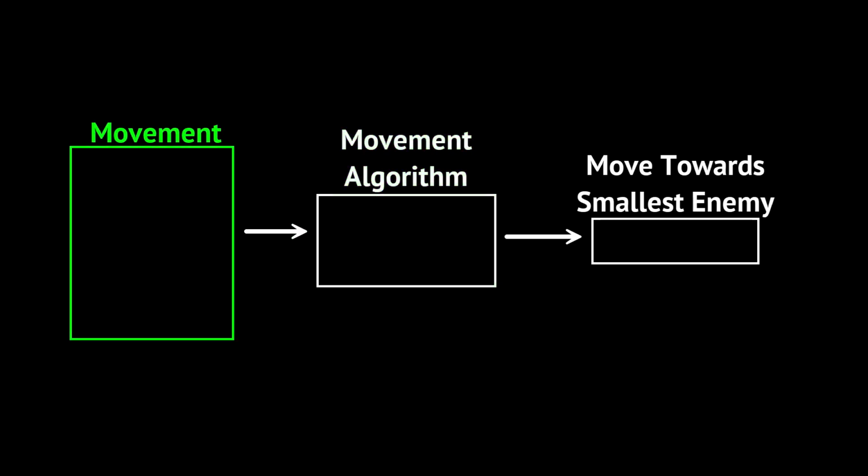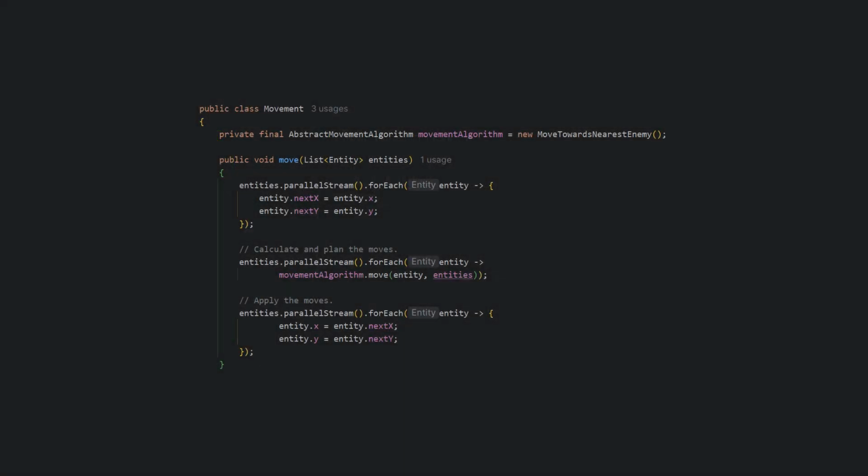Let's start at the top with the movement class itself. The code in this class is called every cycle of the simulation. In it, we define which movement algorithm we're going to use for this simulation run. If you're not as familiar with object-oriented programming, what we're doing is creating a generic movement algorithm and then assigning a specific one to it. In this case, move towards nearest enemy. The benefits of doing it this way is that we can change the movement algorithm later to any other one, and we just need to change one line of code. We don't need to mess around with anything else.